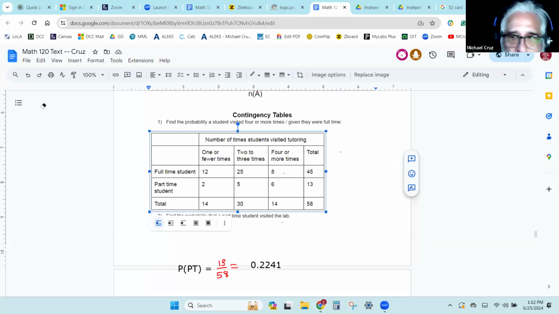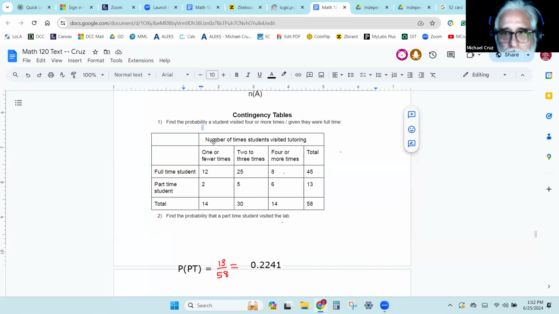Okay. Now, find the probability that a student visited 4 or more times given, and that's a very important word. Sometimes it will be written slightly different, but that's the condition. We're saying find the probability that a student visited the lab 4 or more times if they were full time. It's like a backwards conditional statement. The conclusion coming first and the condition right there.